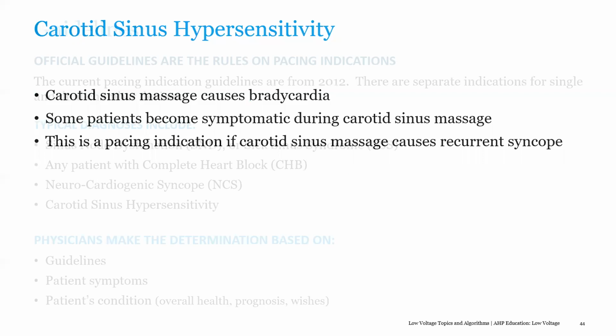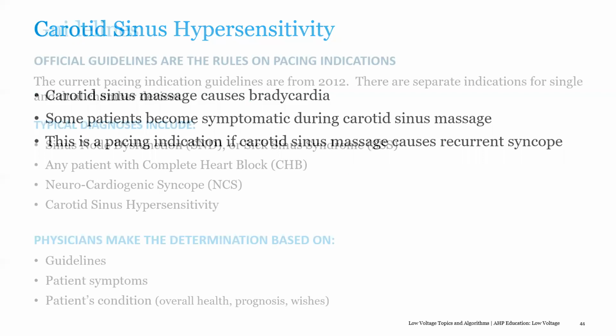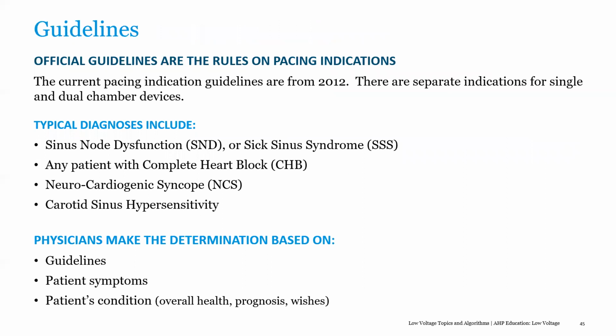So guidelines, official guidelines or rules on pacing indications. Current pacing indications are from 2012, and typical diagnoses you can see right there: sinus node dysfunction, any patient with complete heart block, neurocardiogenic syncope, or carotid sinus hypersensitivity. Physicians make the determination. Bottom line is, if we think somebody needs a pacemaker, there are tests that we can perform to verify that they need a pacemaker.